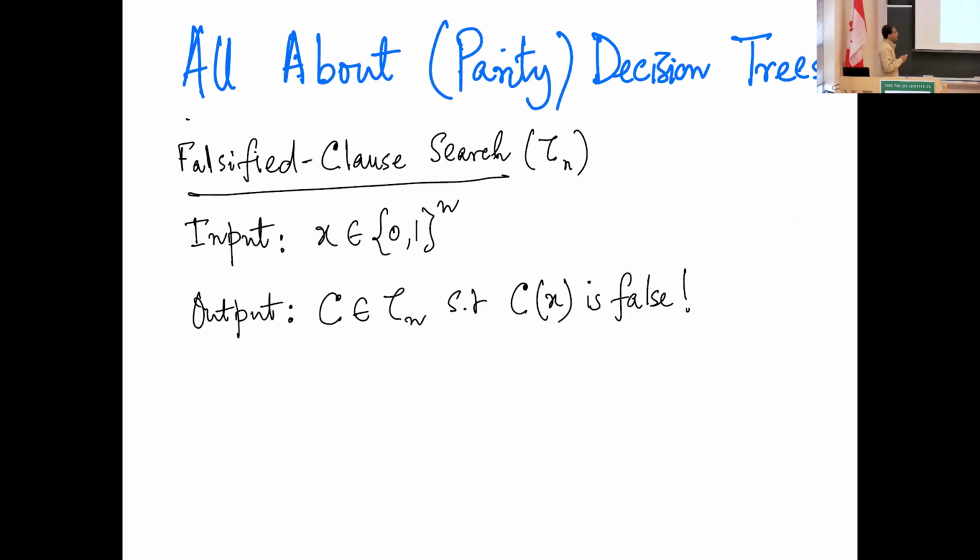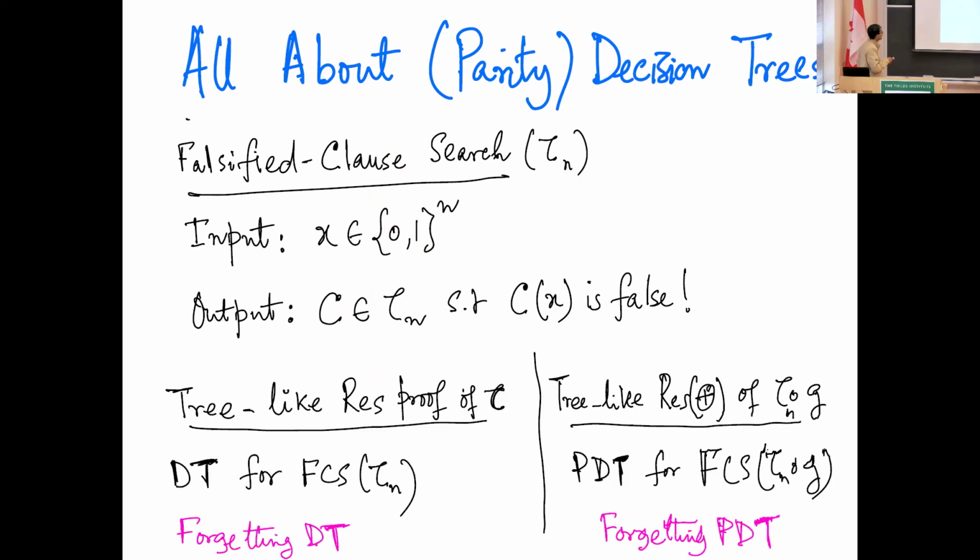Okay, so having said that, the way I would like to view these things now is the standard reformulation, where I go to the falsified clause search problem. Given a contradiction, I know that this is unsatisfiable. So if I give any input x, this is a total search problem, I have to output a falsified clause. There may be many, but just pick your favorite one and output that. So this is the falsified clause search problem, and it's well known that a tree-like resolution proof of a contradiction gives you an algorithm, a decision tree, for finding the falsified clause.